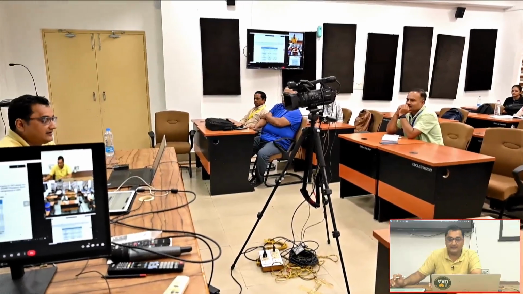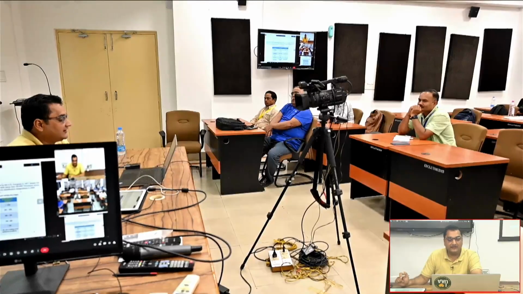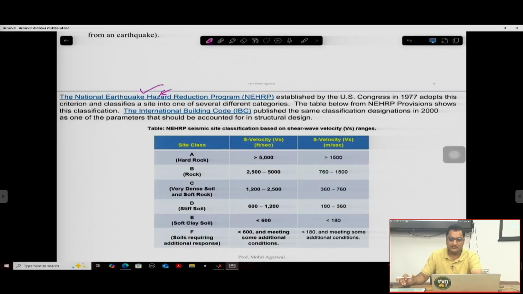This program, established in 1977, adopts this criterion and classifies the site into several different categories based on the soil present there. And after 1977, in 2000, another code was established, the International Building Code. They also recommend that this criterion should be followed. So, this is the criterion by NEHRP for the site classification. There the site classes are given.